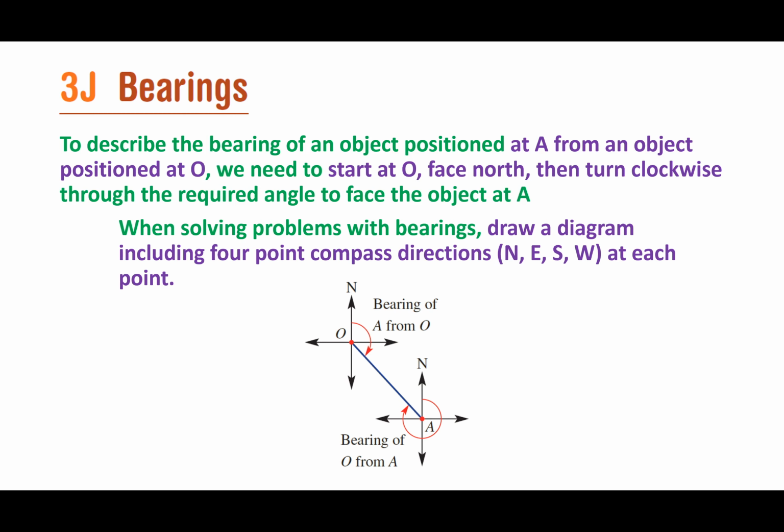When solving problems with bearings, draw a diagram including the 4-point compass directions, so the north, east, south, and west at each point. So if you know you're starting at the point O, draw your lines, or your compass rose, and then draw the angle. And then go there. Because then if you're going to go back, do it again and make life a lot easier for you, okay? It really comes in handy.